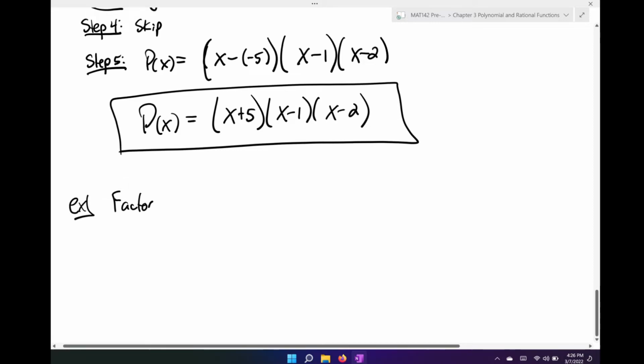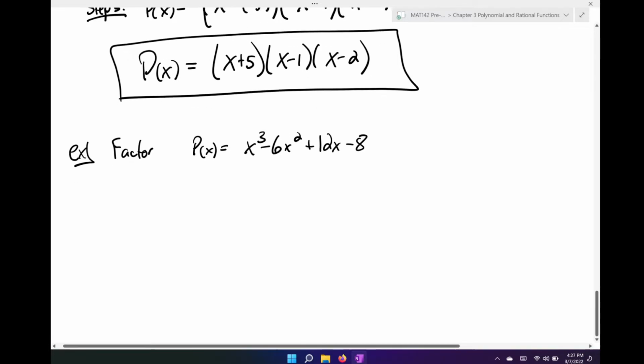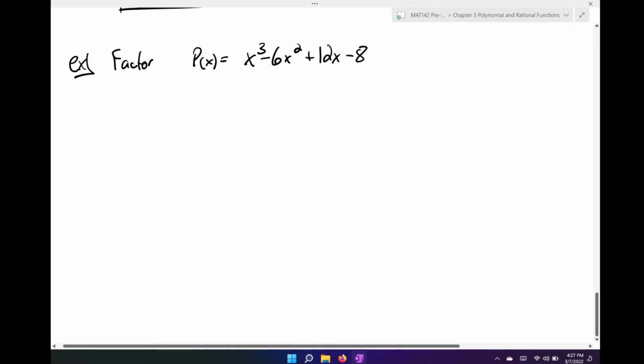Factor. Oops. P of x equals x to the third minus 6x to the second plus 12x minus 8. All right, now I will warn you, not all zeros are pretty. So let's see what happens here.